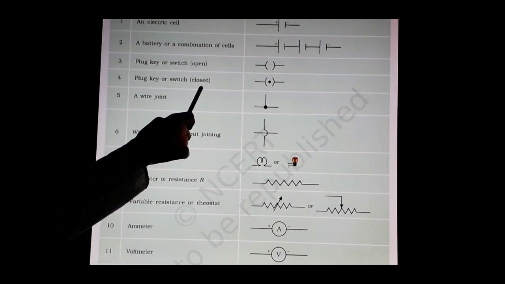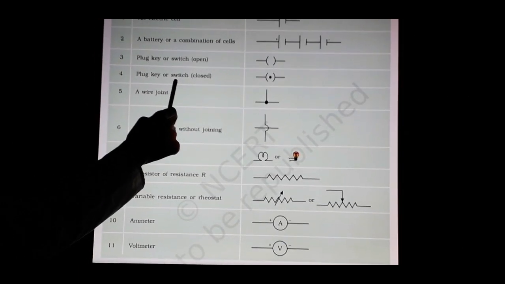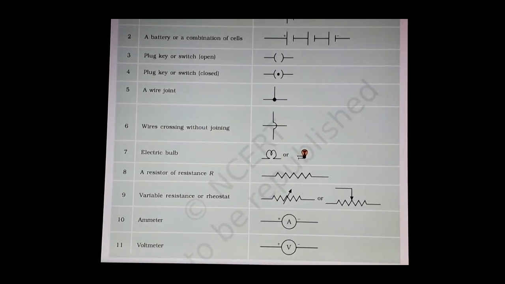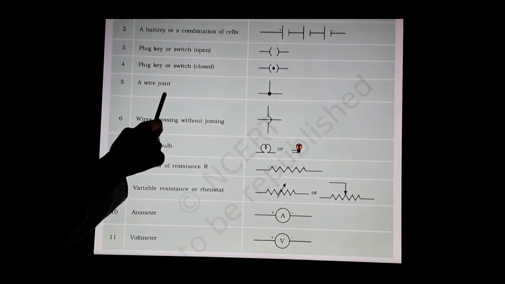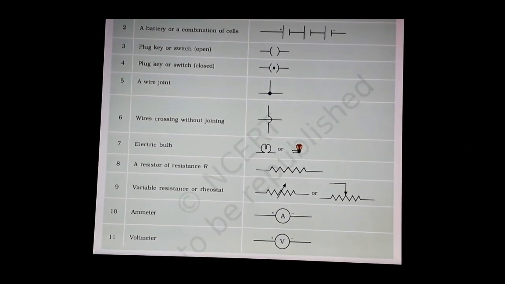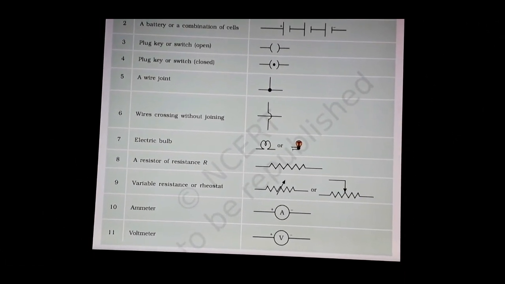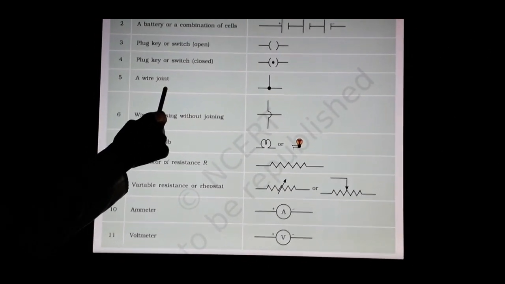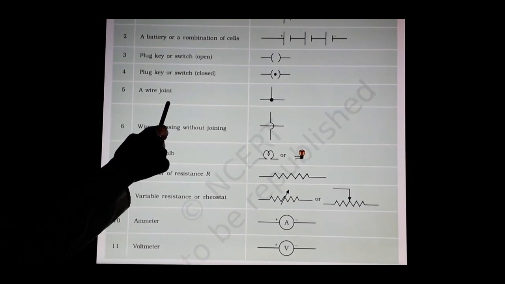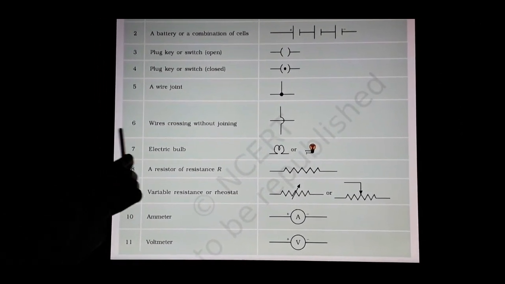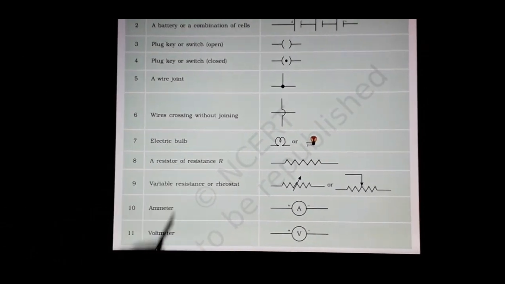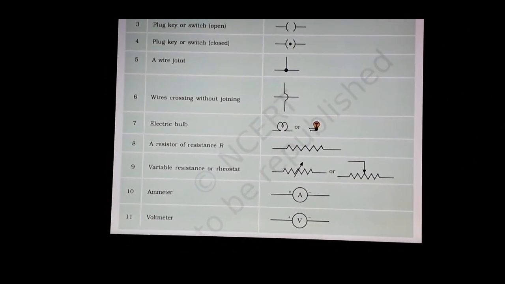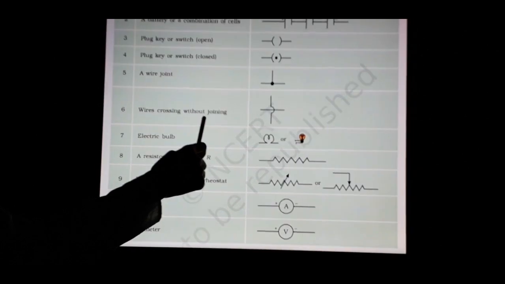Next is the switch closed, which means the switch which is used in a closed circuit, and when we close the switch then the electric current starts flowing. Next is the wire joint, which means if we want to join a device or a wire with another wire, then we use the symbol of wire joint. Next one is the wires crossing without joining, which means if we don't want to join a device or a wire with another wire, then we use the symbol of wires crossing without joining.